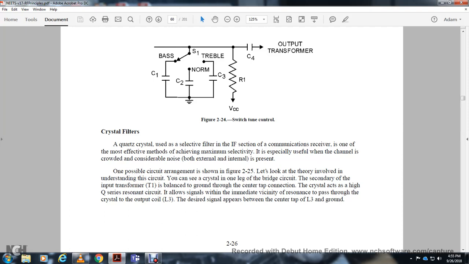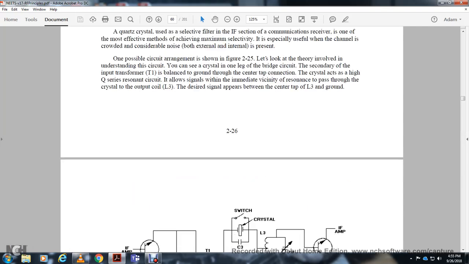Look at the theory involved in understanding the circuit. You can see crystal 1 in one leg of the bridge circuit, with the secondary of the input transformer grounded at the center tap connection. The crystal acts as a resonance circuit that allows the intermediate frequency signal to pass through the crystal output to inductor coil 3. The desired signal appears at the center tap of inductor coil 3 and is grounded.